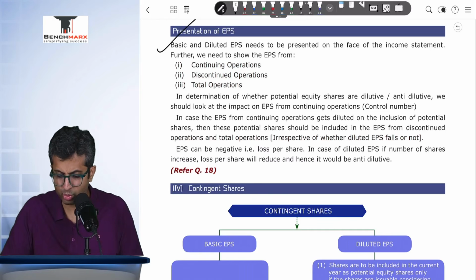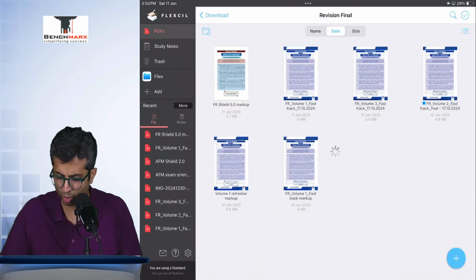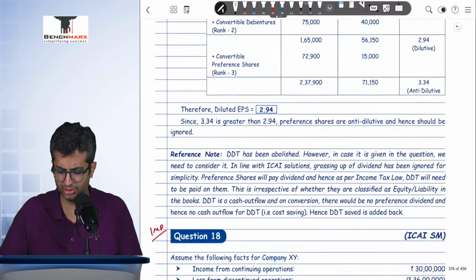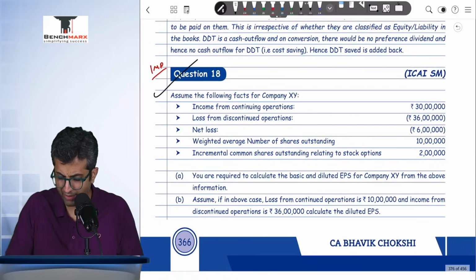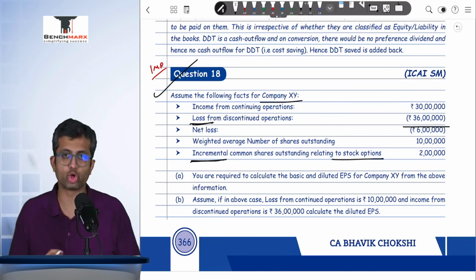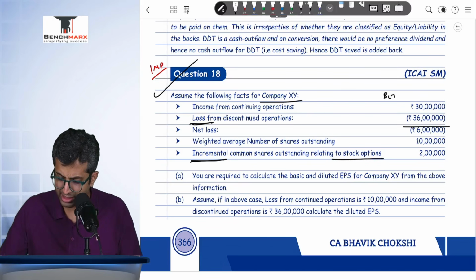So an example on this would be question number 18, which we can probably try to quickly review. So if you look at question number 18 over here, the following facts are given for XY. Income from continuing operations is 30 lakhs. Loss from discontinued operation is 36 lakhs. And the net loss is given to you as 6 lakhs. The weighted average number of equity shares are given to you, and incremental common shares outstanding relating to stock options are given to you. So if I look at the basic EPS, I will take 30 lakhs divided by 10 and hence that is equal to 3.